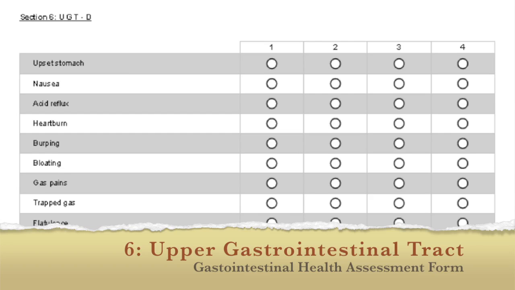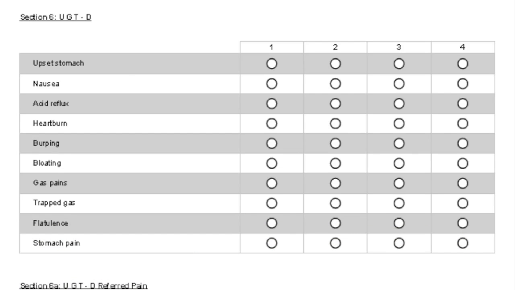In order to repair and restore the digestive process, it is imperative to start with the mouth, going next to the stomach, and then to the pancreas and the gallbladder.